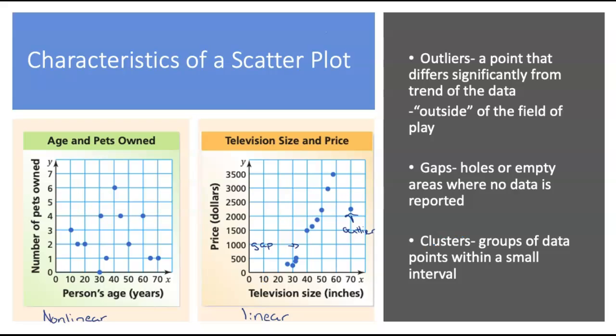And the last part here is clusters, or a group of data points within a small interval, meaning kind of close to each other, right on top of each other. So like right here, we could call this a cluster. So those are the keywords that you will need to know when you're working through your practice. The outlier is the one that's outside of the trend. The gap is if you have a space or a skip. And a cluster is when it kind of gets grouped up together.